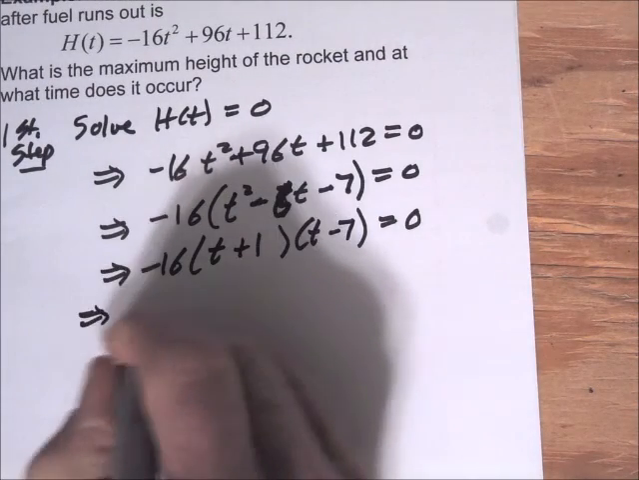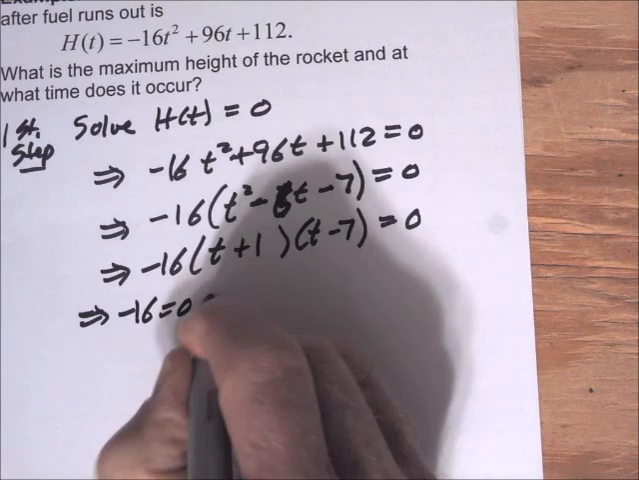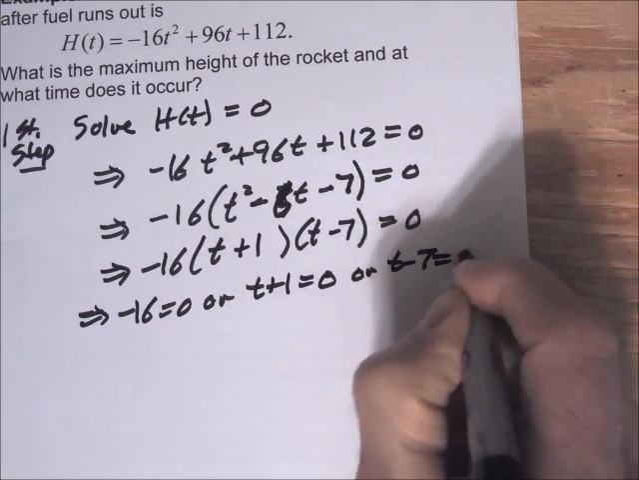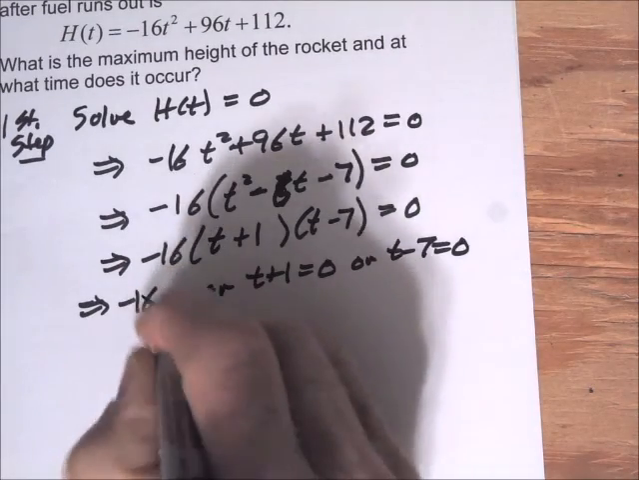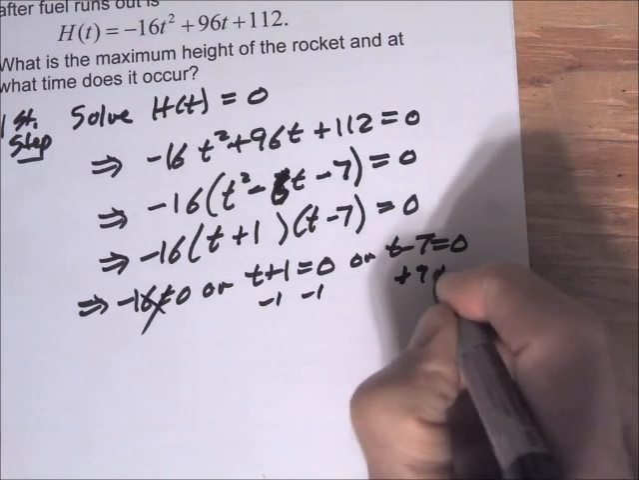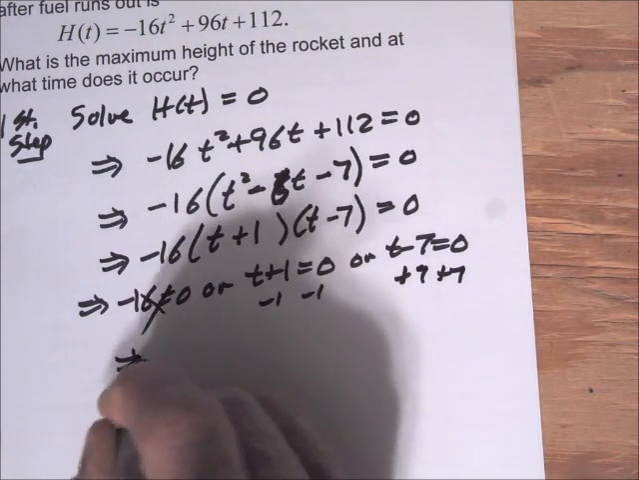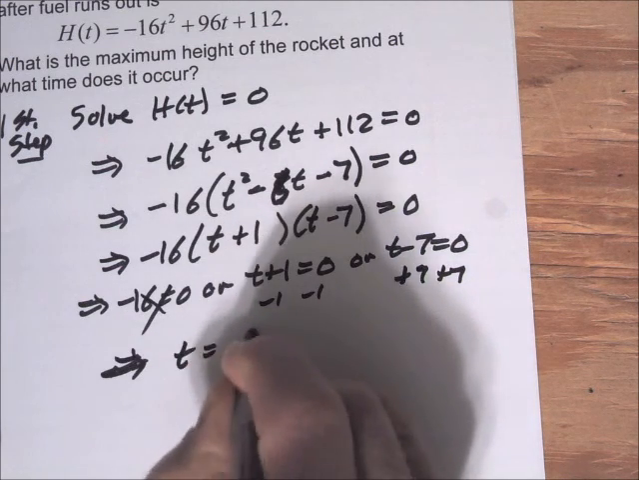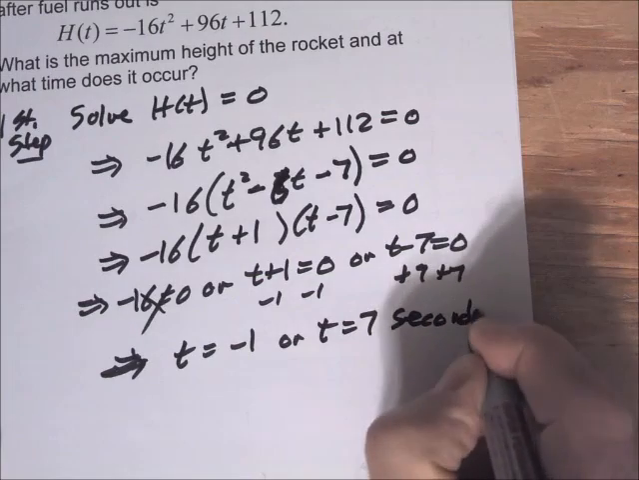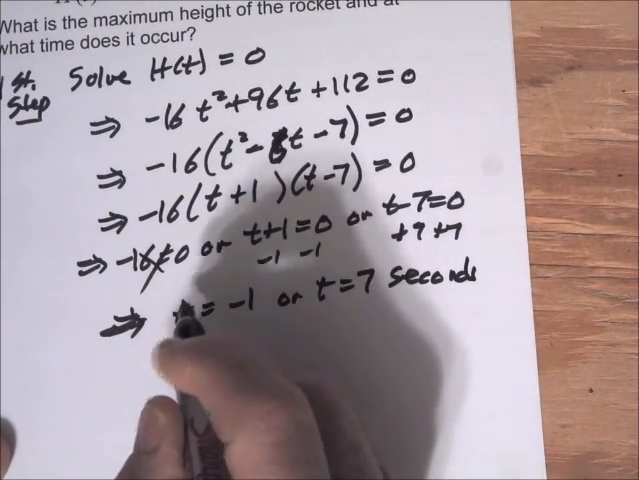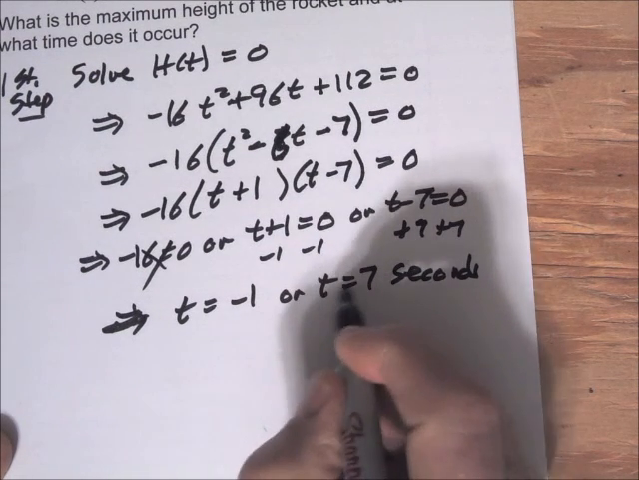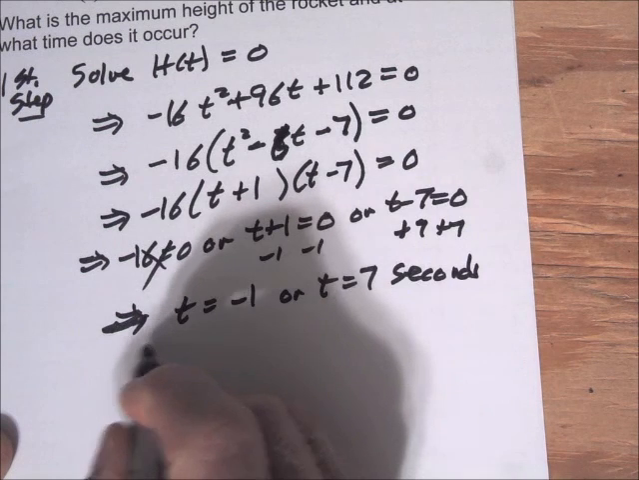So that means minus 16 equals 0, or t plus 1 equals 0, or t minus 7 equals 0. Well, 16 is not 0. Subtract 1, add 7, and you get t equals negative 1, or t equals 7 seconds. So the formula doesn't really apply going backwards in time. We're going to start at time 0 and go up to 7 seconds. 7 seconds is when it hits the ground.